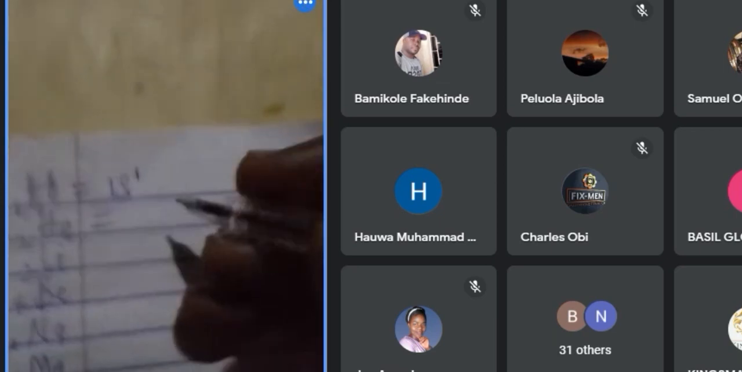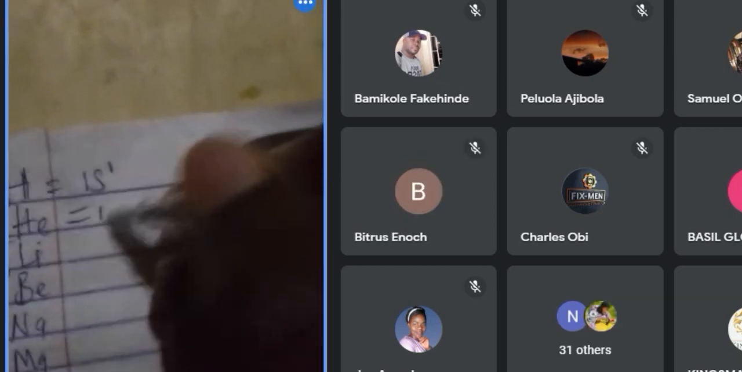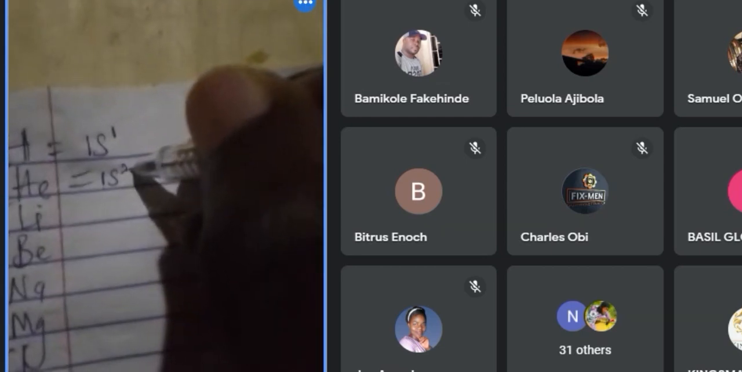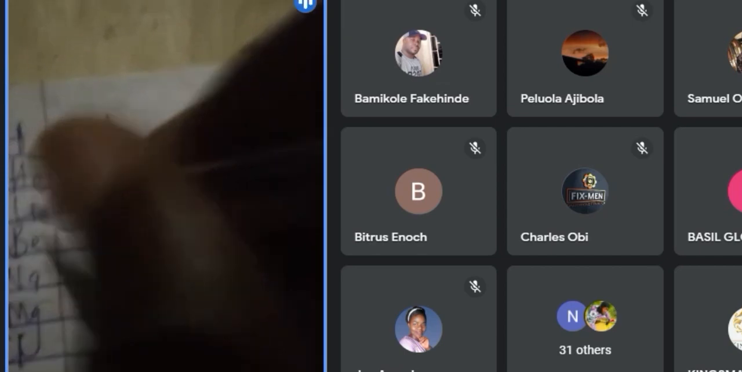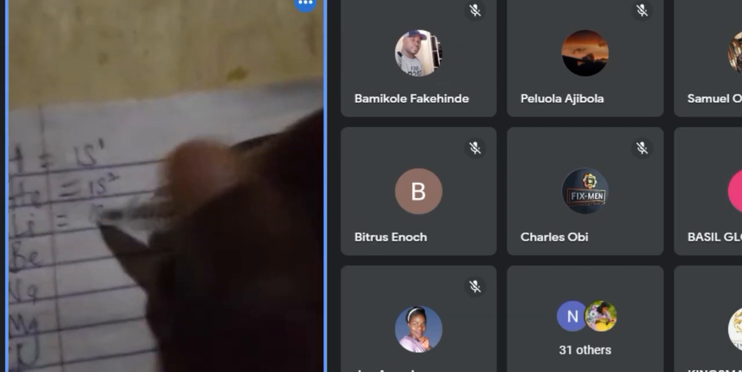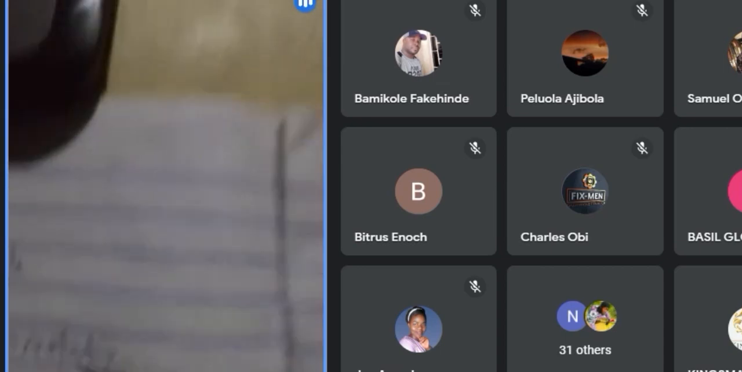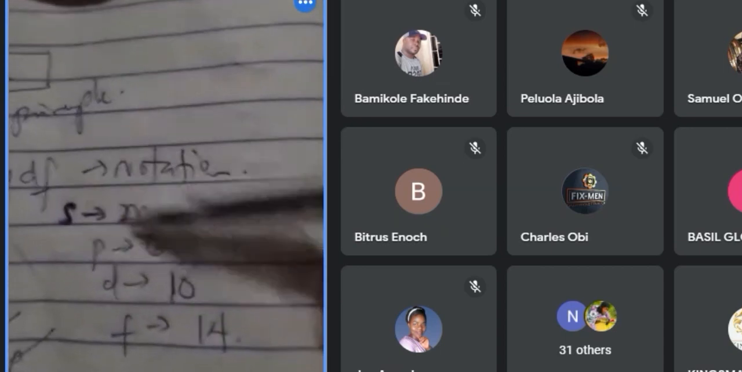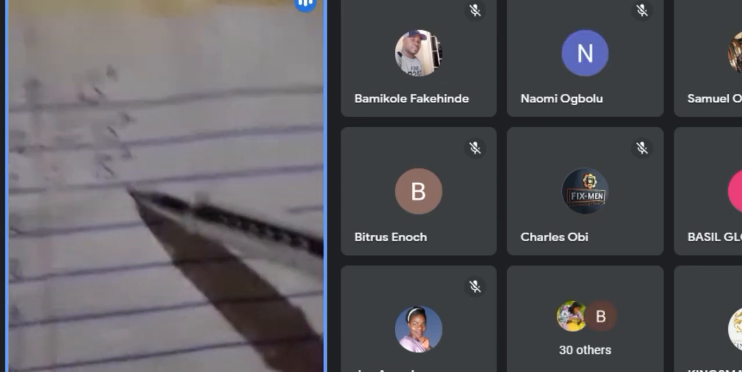So helium has the atomic number of 2. So I'm going to fill it 1s2. Lithium has the atomic number of 3. So I'll fill it as 1s2. I cannot write 1s3 because 2 is the maximum that S can contain. 2 is the maximum. I'll now write 1s2.